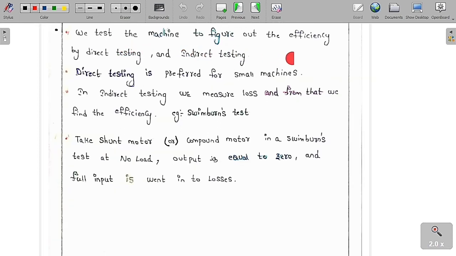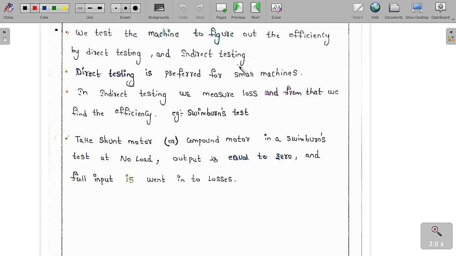Test the machine to figure out the efficiency by direct testing and also indirect testing. So by two methods, whether you directly connect the load or indirectly, we find the constant losses. Based on that, we can figure out the efficiency at any given load. So we basically test the machine by two methods: one is called direct testing and the other is called indirect testing. Indirect means we are not going to connect any load directly, but we are going to find the losses. Because the constant losses are the same with respect to the load, based on this we can figure out the efficiency at any given load condition.